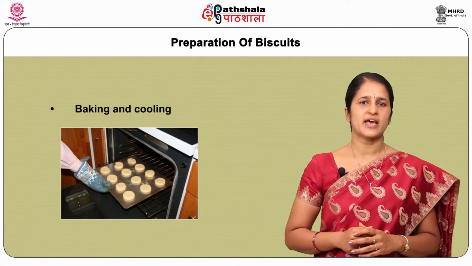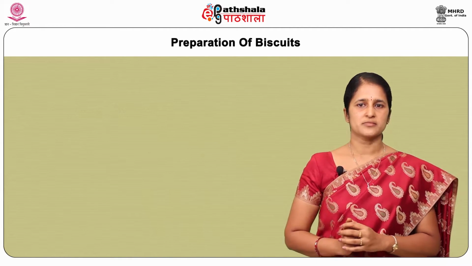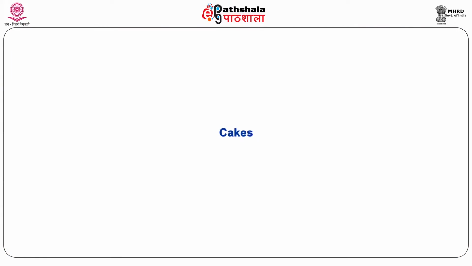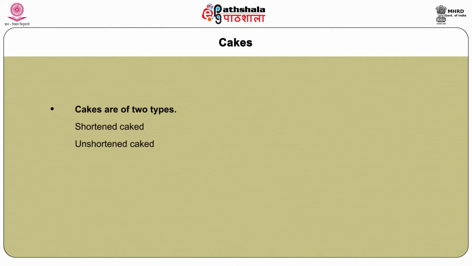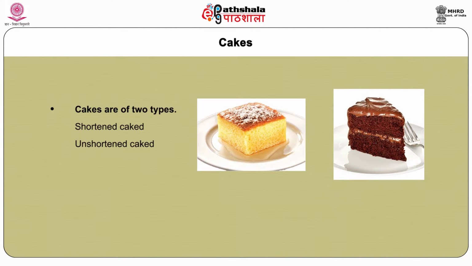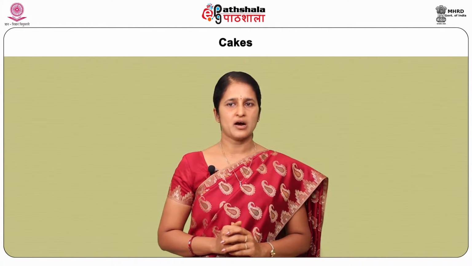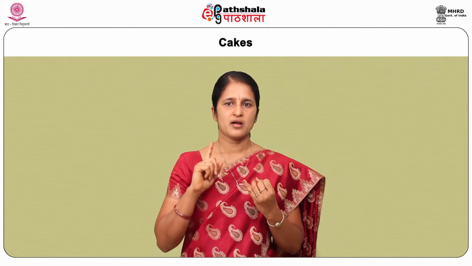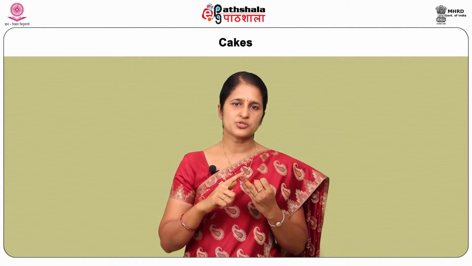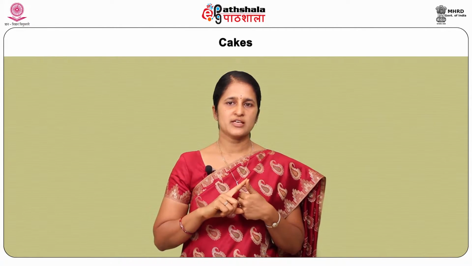Let us learn about the types of cakes and the ingredients used, also the method of preparation. Cakes are of 2 types, that is those containing shortening and those made without fat called sponge cakes. The ingredients used for the preparation of cake are refined wheat flour, egg, that is whole egg can be used, and for certain recipes egg white are used, milk, sugar, shortening agent that is fat and leavening agents.